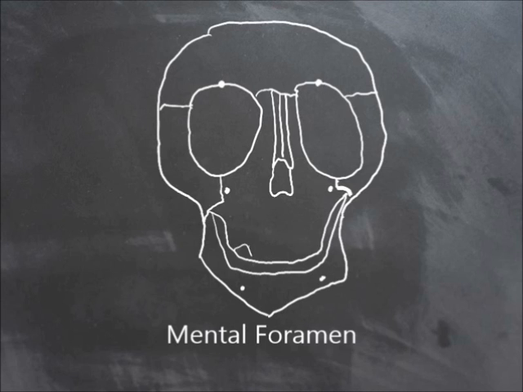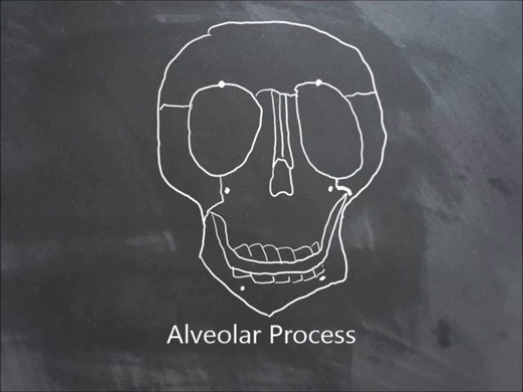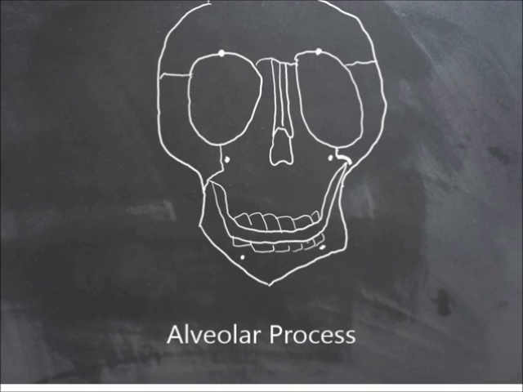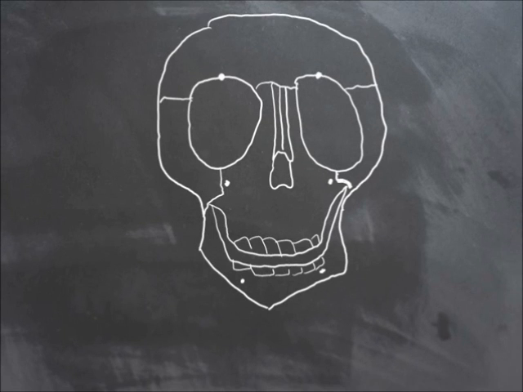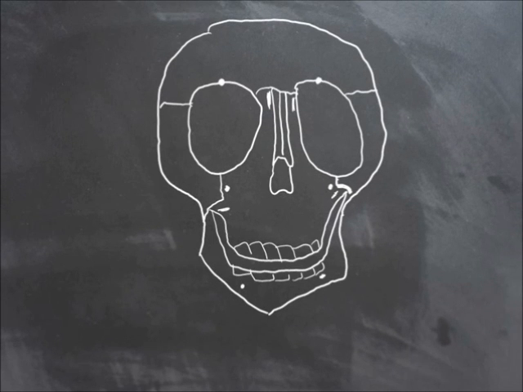Up here, where the teeth are, is the alveolar process. One of the maxilla and one of the mandible. Okay, so we've got your orbits, your piriform aperture, nasal bone, maxillary bone, zygomatic bone, frontal bone, mandible, infraorbital foramen, supraorbital foramen, mental foramen, alveolar process.